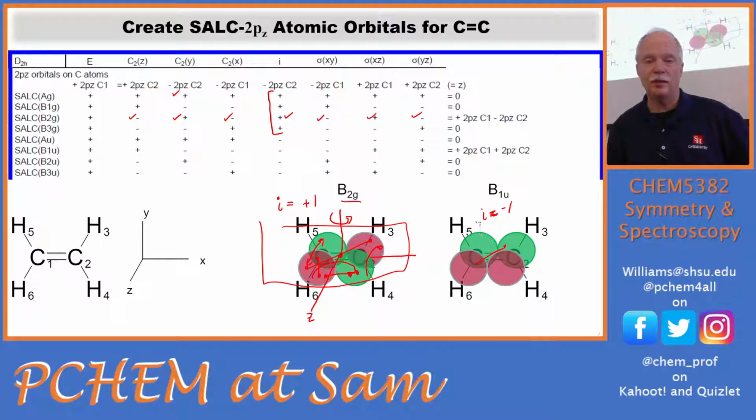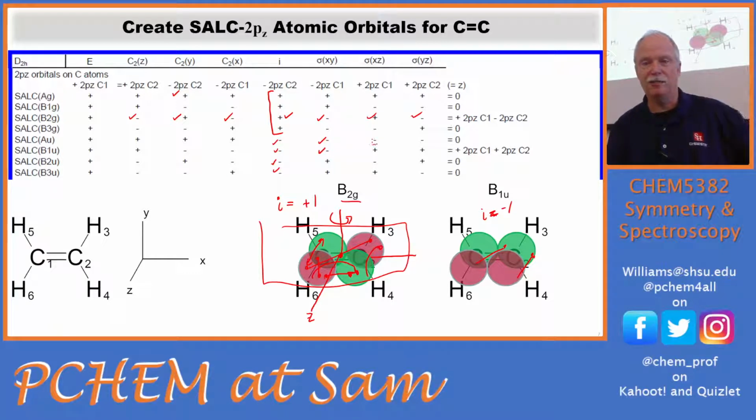XY reflection. So XY reflection is the plane of the paper. And so this red's reflecting into the green. So that's a -1 on reflection in XY. So it's either this one, this one. So we check it's in -1 under inversion. It's got to be one of those two for reflection.